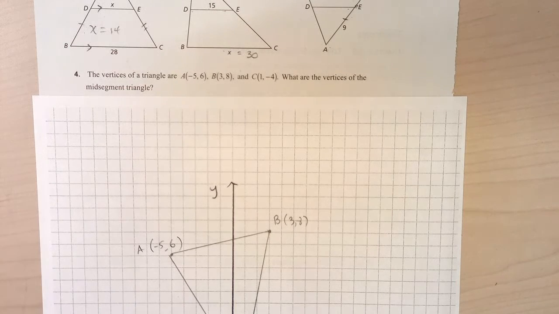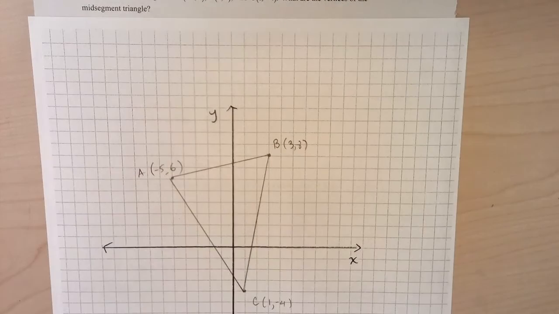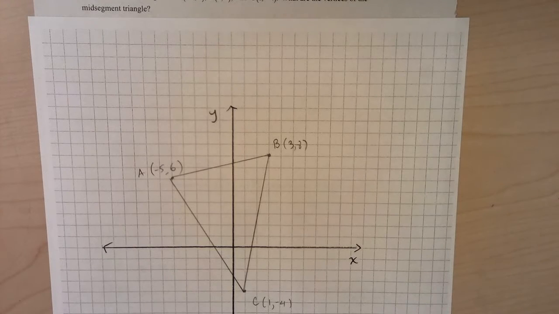And then for example 4, you're given the vertices of triangle ABC. I already graphed those. I'll scoot it up in a minute so you can see it. What are the vertices of the midsegment triangle? Well, we didn't really talk about what a midsegment triangle is, but you could figure it out fairly easily. The midsegment triangle is made up of the 3 midsegments of the triangle.